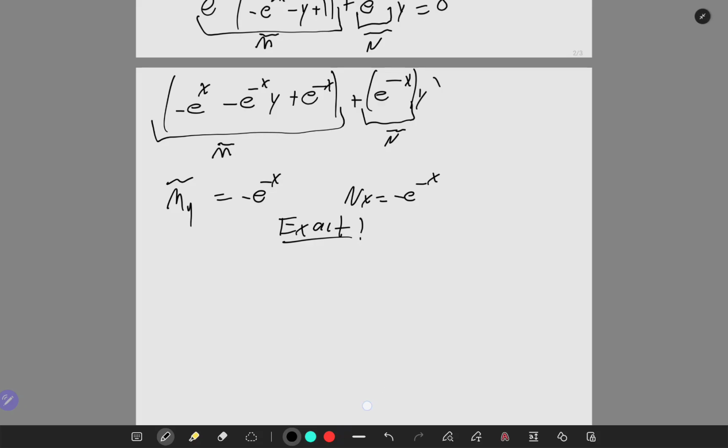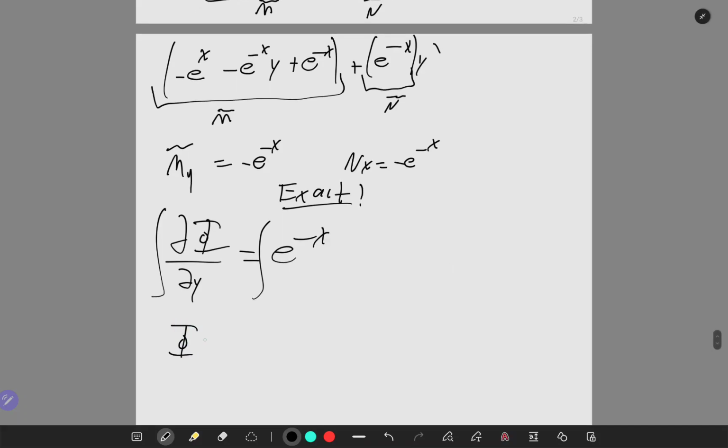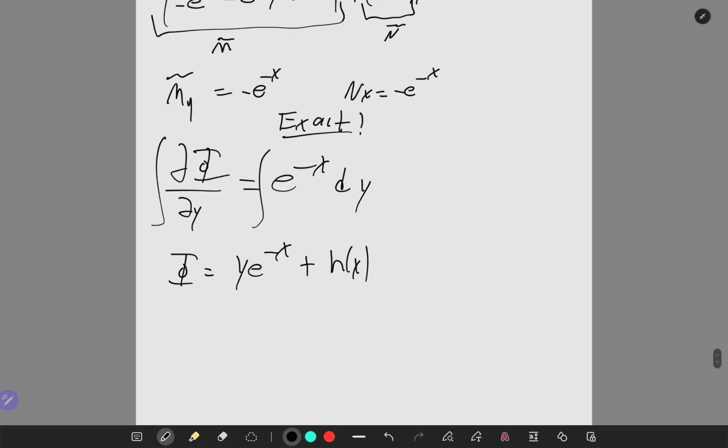Okay. Now, let's start with which one would be easier to take the integral of. Obviously, n twiggle, right? So that's our, remember from the last video, that's our d phi dy is equal to e to the -x. Integrate both sides. Phi is equal to y e to the -x plus h of x. This is a y. H of x. Now we did y already, so let's do x. This would become negative y e to the -x plus h prime of x.